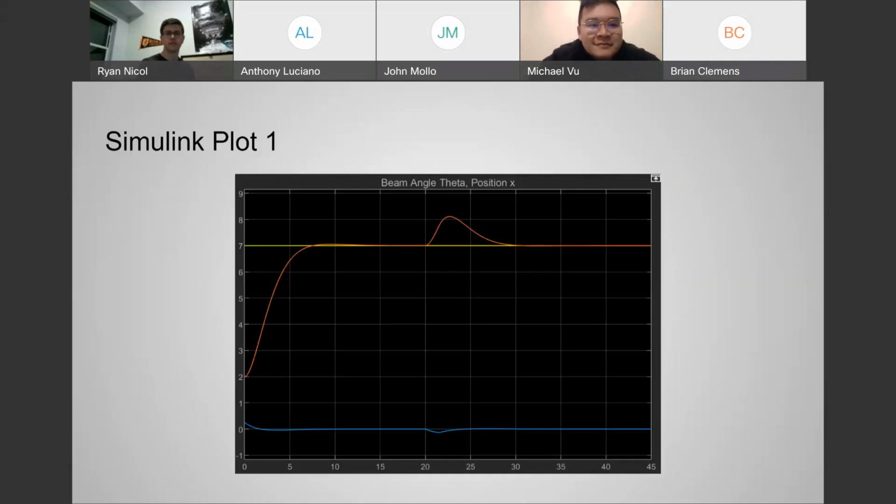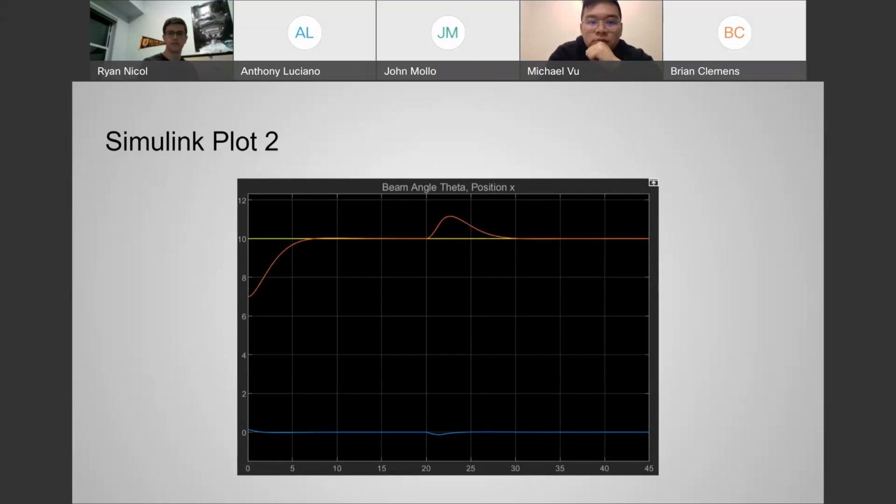Here's the first plot. The ball started at the 2-inch mark, and it went up to 7 inches, and it settled within roughly 14 seconds. And then at the 20-second mark, we applied the disturbance of over 1 inch, and it settled back to that in approximately 10 seconds.